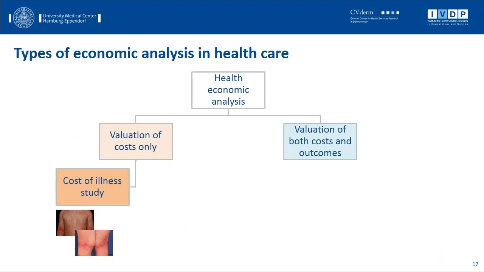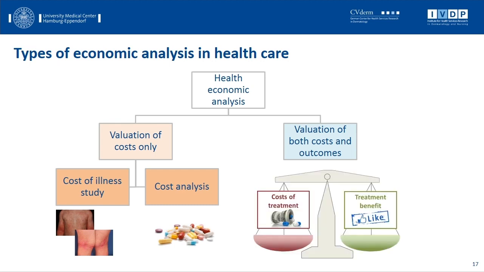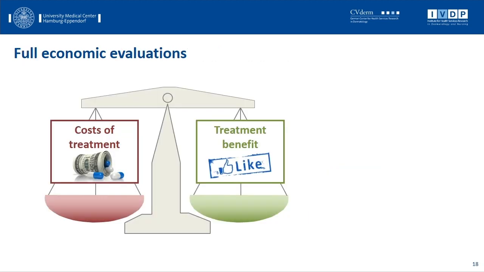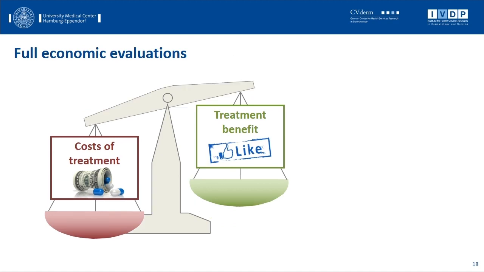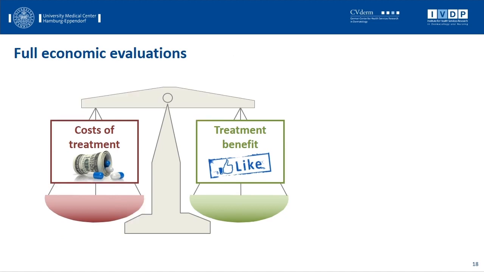So we are looking at the cost of a disease, or we are looking at the cost of treatments, and when we are taking the benefit into account as well, then we are talking about a full economic evaluation. When we are comparing a new treatment with the existing treatment, there are first costs, and the benefit of the new treatment has to balance these costs. And we can find out if there's a balance between costs and benefit with a cost-benefit analysis, for example. Here we are measuring the benefit in monetary terms.